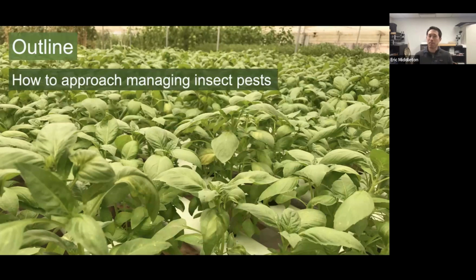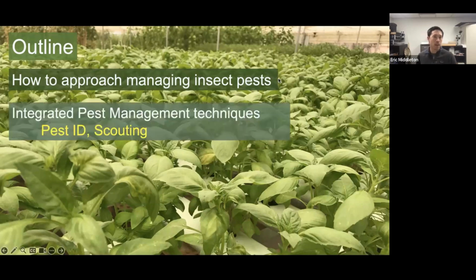As an outline of what we're going to be talking about today, first, I want to talk a little bit about my philosophical approach to managing insect pests, because I think it's useful moving forward for how you manage all these different things. That's a good starting point. Then I'm going to be talking about integrated pest management overall and some different techniques that are used in it.